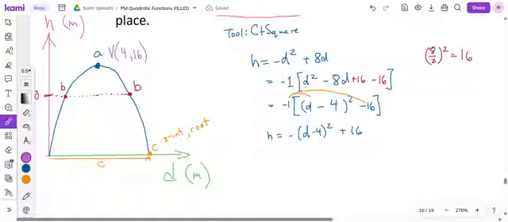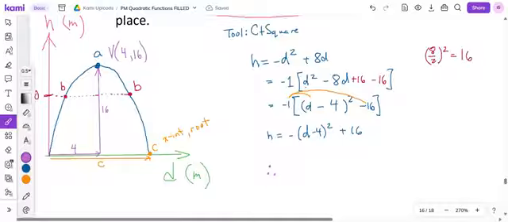And now let's make some sense of it. So how high up is the rocket? Is it 4 or 16? And how long does it take? How much distance does it take for the rocket to get to the maximum height? It takes 4 meters, right? Notice we're not doing time, it's distance. So it travels horizontally 4 meters before it hits the maximum.